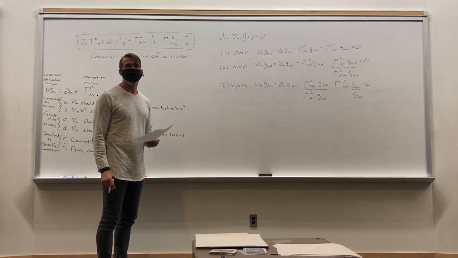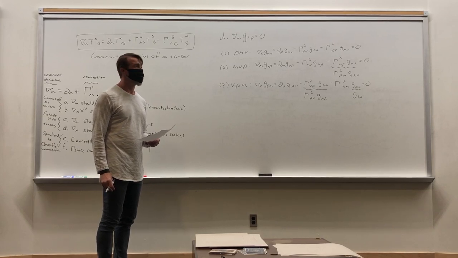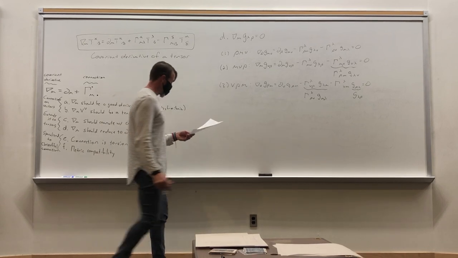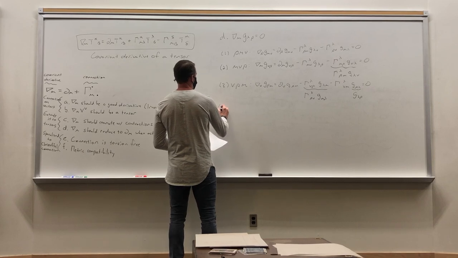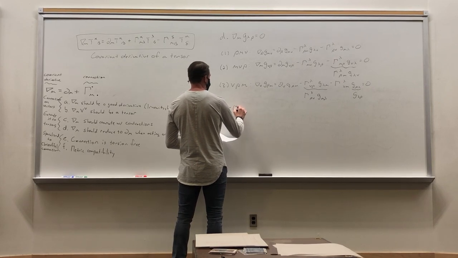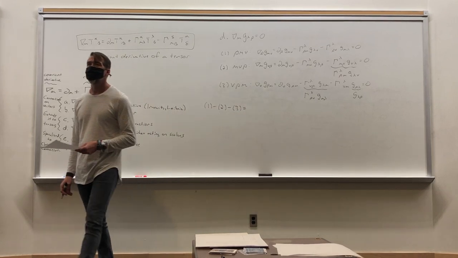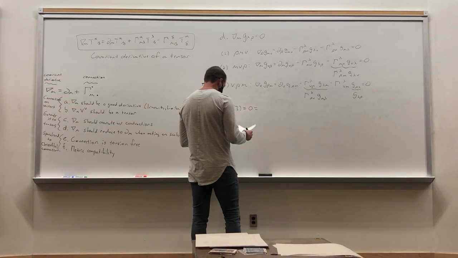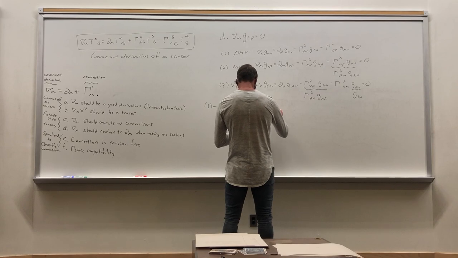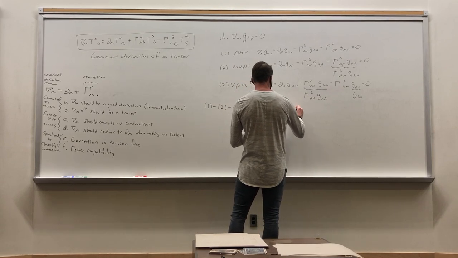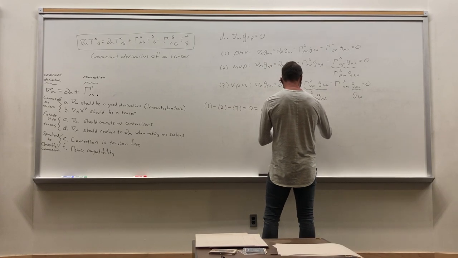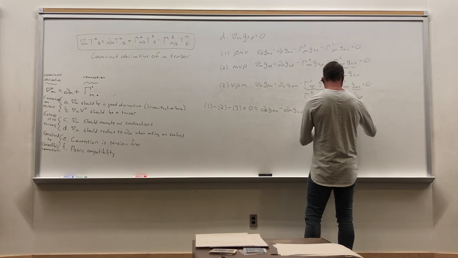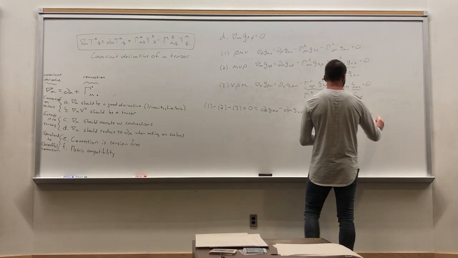Now what am I going to do? I'm going to combine them. So we're going to take equation 1, subtract equation 2, and then subtract equation 3. What must that be equal to? Zero. They're all three equal to zero, so this should be equal to zero. Well, here we go. We get partial rho g mu nu minus partial mu g nu rho minus partial nu g mu rho plus 2 gamma lambda mu nu g nu rho.